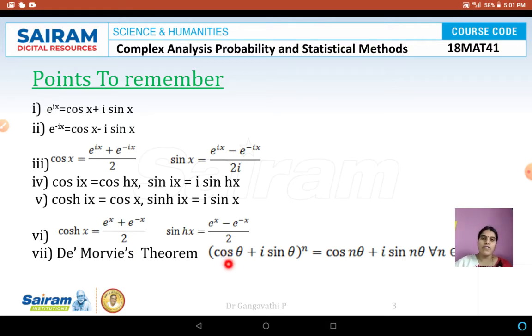If not, you have to remember this: (cos theta plus i sin theta) to the power of n. So De Moivre's theorem says that when we have a trigonometric function of this type, raised to the power of n, it can be written as cos n theta plus i sin n theta, and this holds for all positive values of n. So these are the 7 results that I have written here.